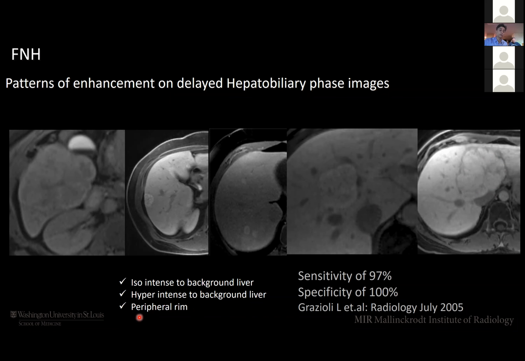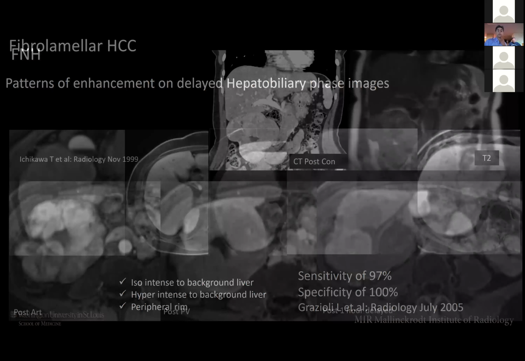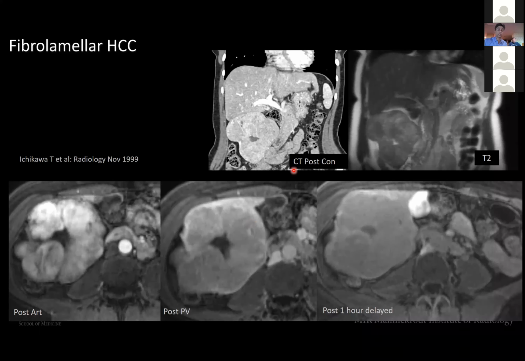Where people get confused is this peripheral rim pattern of enhancement. As a matter of fact, this peripheral rim is actually a very characteristic feature for focal nodular hyperplasia. And just because the periphery is taking up the hepatobiliary contrast agent, it should not throw you off, and you should be able to make the diagnosis. That is in contrast to a fibrolamellar carcinoma, or could be a cholangiocarcinoma. You've seen a cholangiocarcinoma example before, where the periphery washes out or becomes hypointense in the delayed phase images.